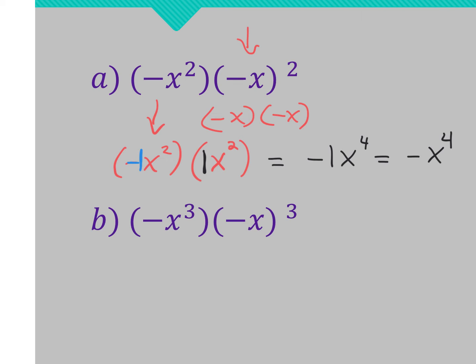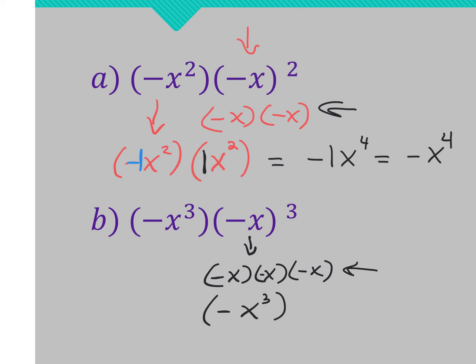For part B, I'm going to do the same thing here. I'm going to evaluate this first. -x times -x times -x gives me -x to the 3rd. So, bottom line, instead of having to write this out, if this number is an odd number, then you know the answer will be negative. If this is an even number, then it's going to end up being positive.